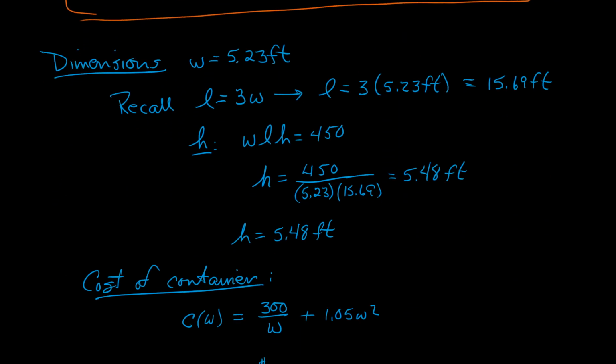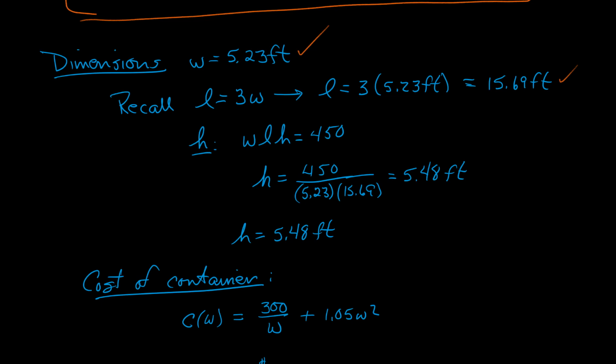I know the width is 5.23 feet. We were told that due to trucking constraints, the length has to be 3 times the width. So I'm just going to take 3 times 5.23, which is going to give me a length of 15.69 feet, basically 15.7 feet. We're not going to get too upset about something like a dumpster over 15 feet long. Okay, so I have my width, 5.23, my length, 15.69.